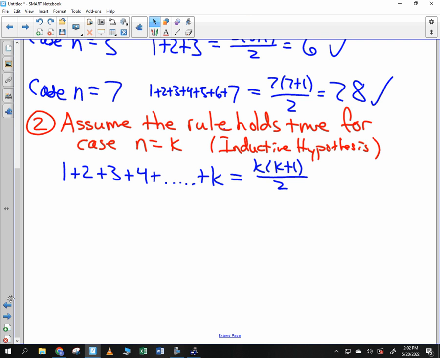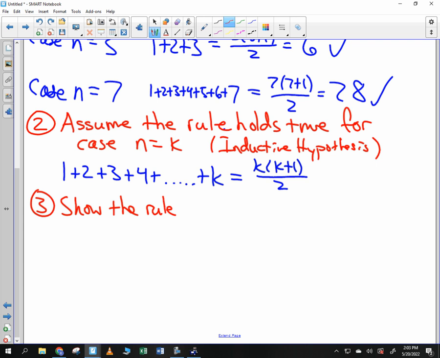Okay, all right. Third one. So the nice thing is that the third one is a little bit harder, but there's not that much to it. Right now we're going to write it down, and then you're going to see the logic. Show the rule holds true for case n equals k plus 1.